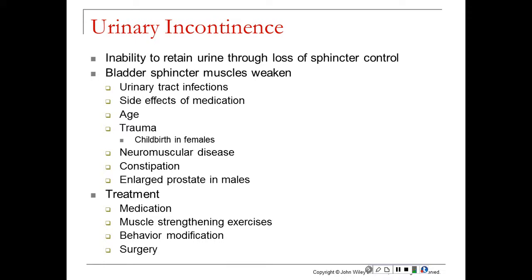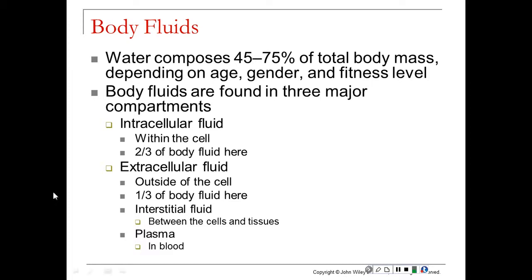So that bladder sphincter muscle weakens, causes urinary tract infections. This could be a side effect of medication. It could just be due to age. It could be a neuromuscular disease. It could be a trauma. For instance, childbirth in females can cause incontinence. Sometimes after women have a baby, they go through a few months of incontinence till their muscles regain strength. Constipation can cause incontinence. Prostate issues with males can cause incontinence as well. It's treated with medication, muscle strengthening exercises, as well as behavior modification and possibly even surgery. We'll stop here for part 2.